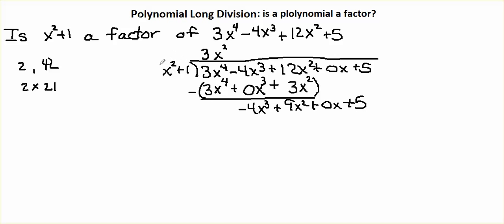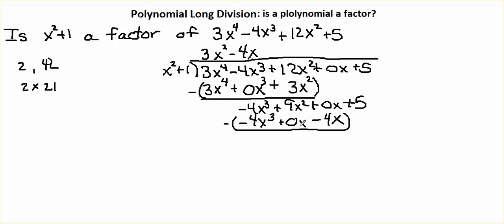And now x squared goes into negative 4x cubed. It goes in there negative 4x times. Negative 4x times x squared is negative 4x cubed. Negative 4x times 1 is negative 4x. Again, we don't want to write it under the wrong column. Let's make sure that we're writing it under the correct column. And now we're going to subtract negative 4x cubed minus a negative 4x cubed. That's adding. So we'd get a 0.